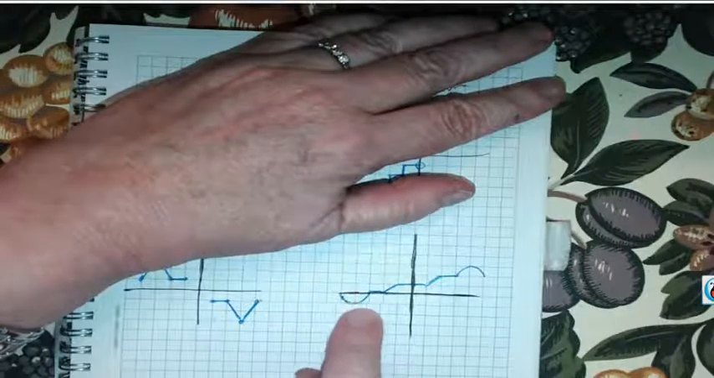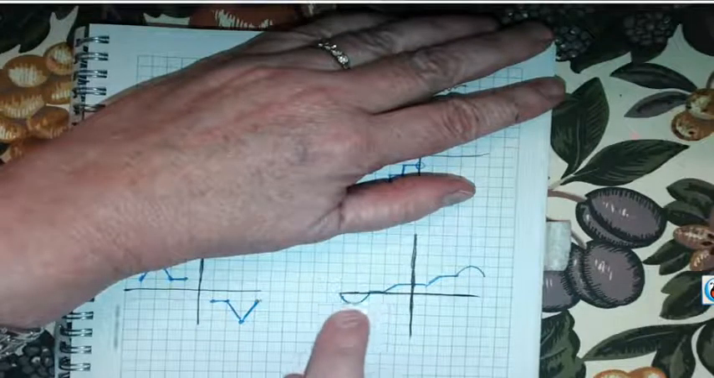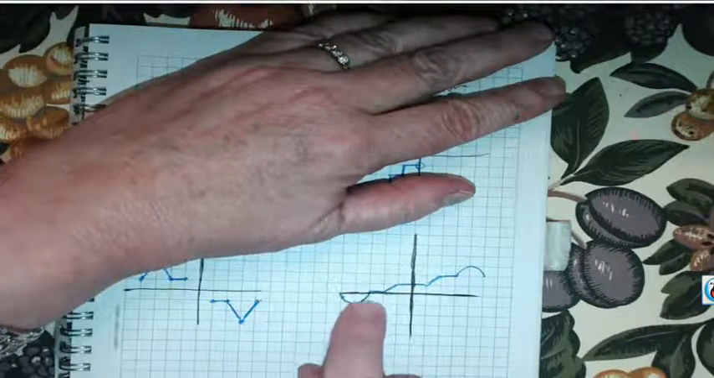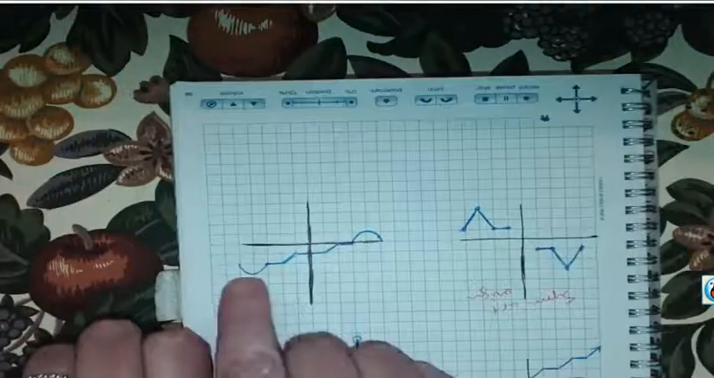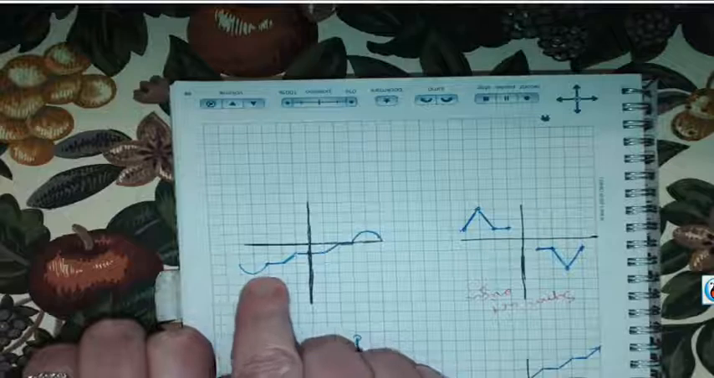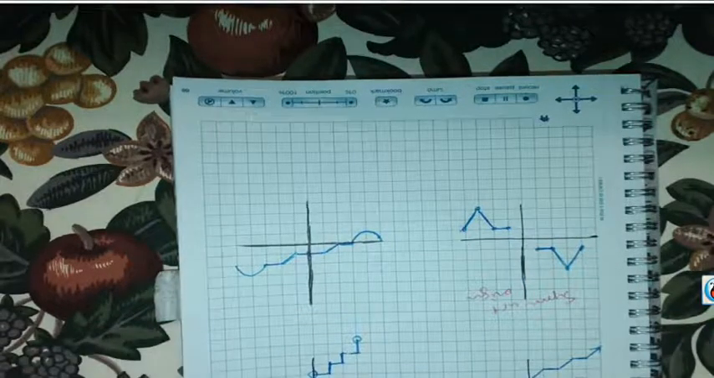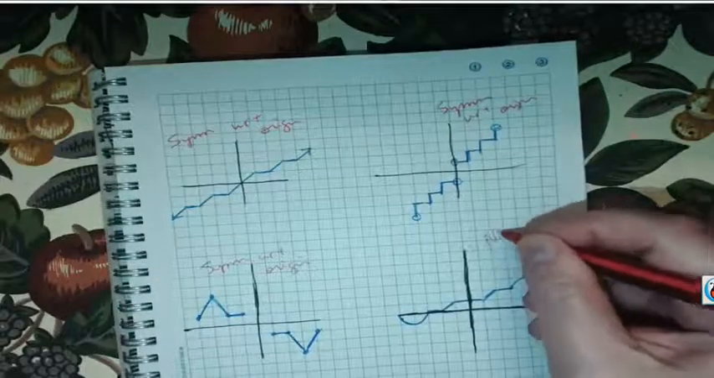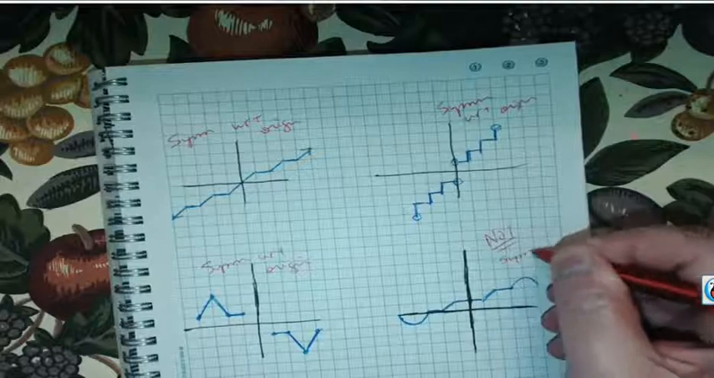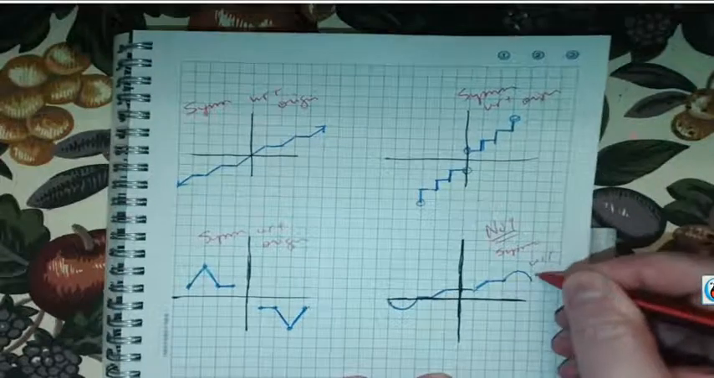What happens if I flip it? If it's symmetric with respect to the origin, I should get exactly the same thing over here. And that's not what's happening. So we're getting the same shape, but it's not in the exact same position. It's not the same graph. So this is not symmetric with respect to the origin.